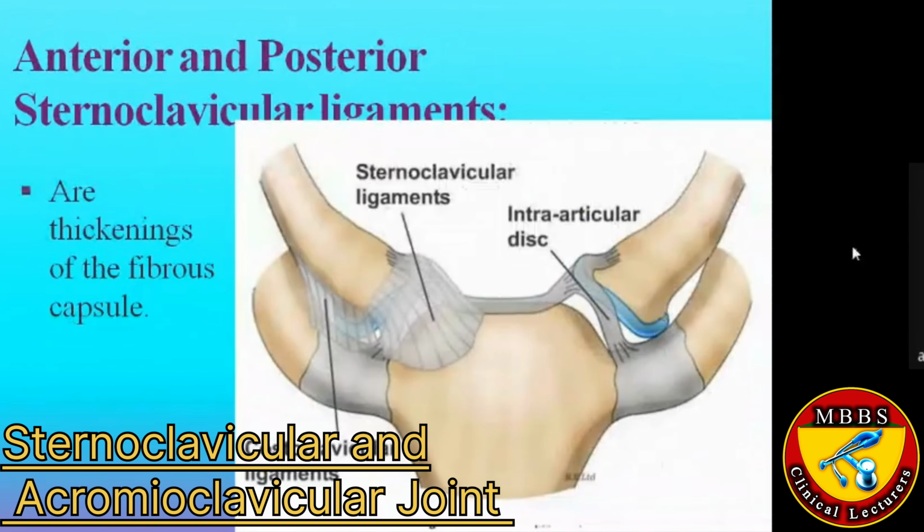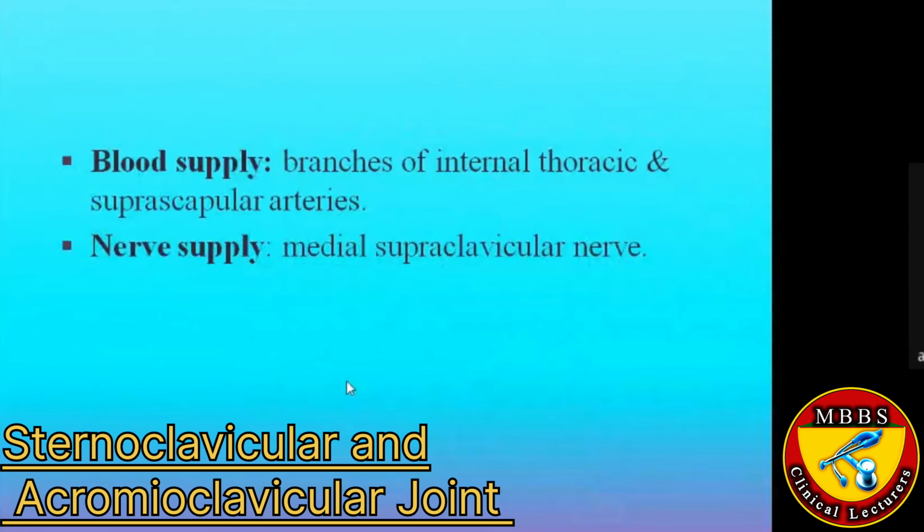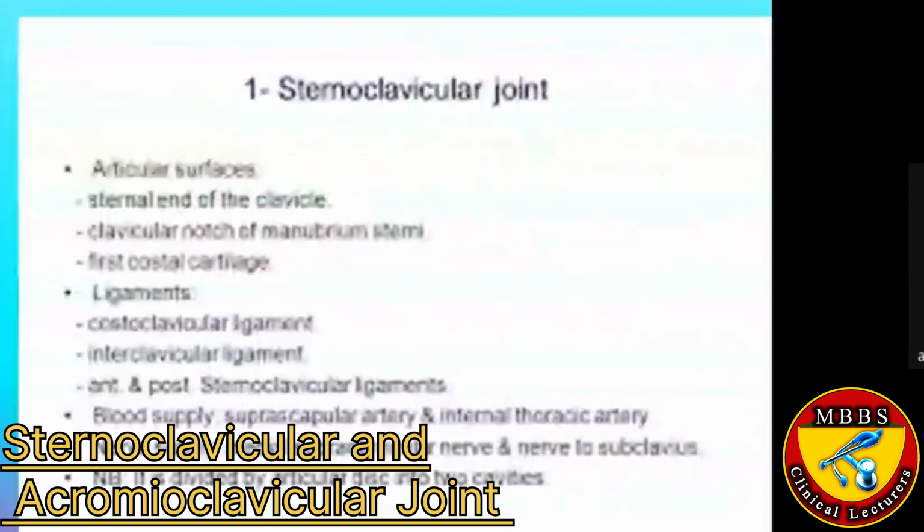When we talk about the anterior and the posterior sternoclavicular ligaments, basically, if you remember, these are simply the thickenings of the fibrous capsule present at the anterior and the posterior end. Now, the blood supply of the sternoclavicular joint is the branches of the internal thoracic and the suprascapular artery, and the nerve supply is the medial supraclavicular nerve.